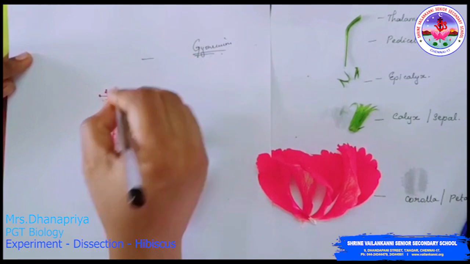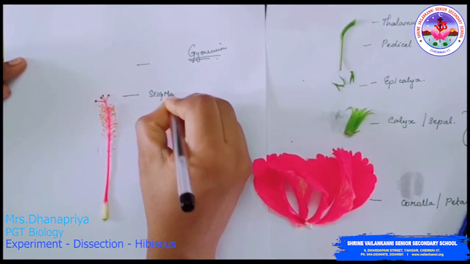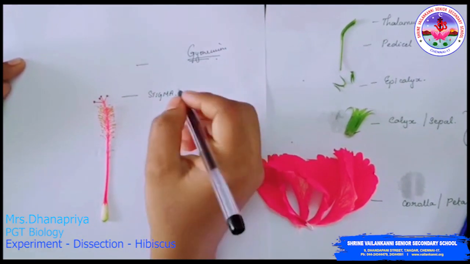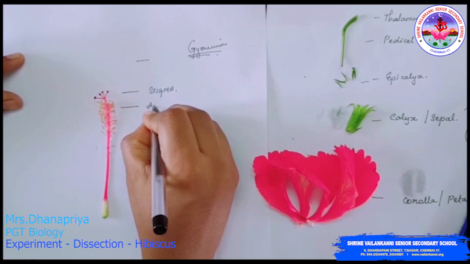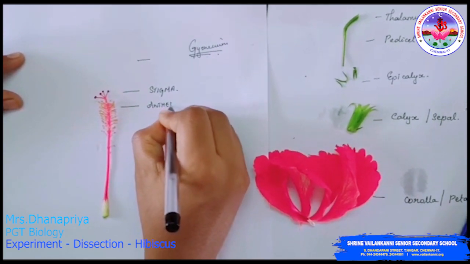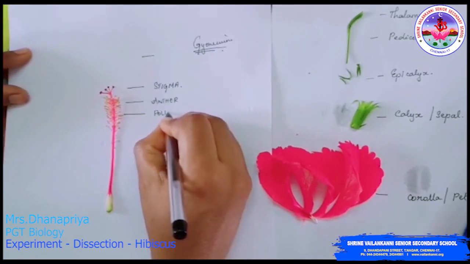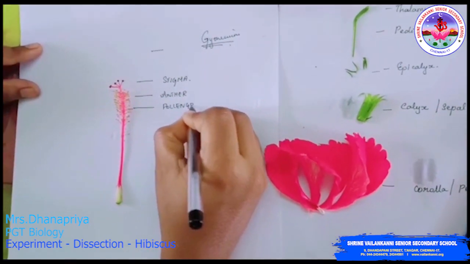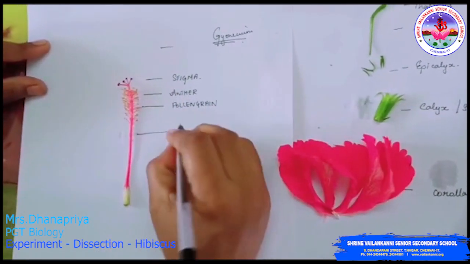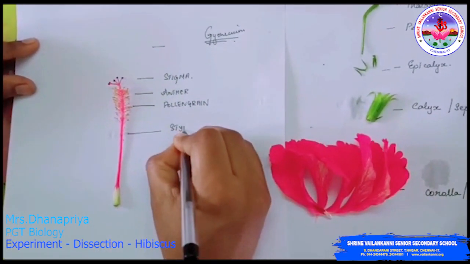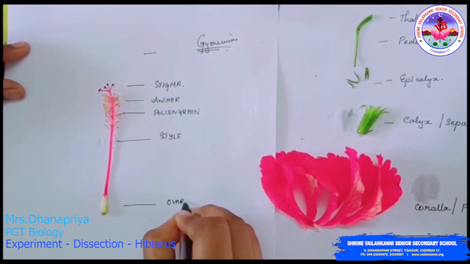Mark the typical flower. So this will be stigma. So the yellow colored thing is the anther. The powdery substance which you can see, that is the pollen grain. This long slender structure is called the style, and here you can see the ovary.